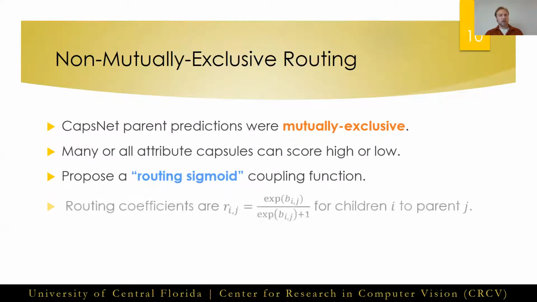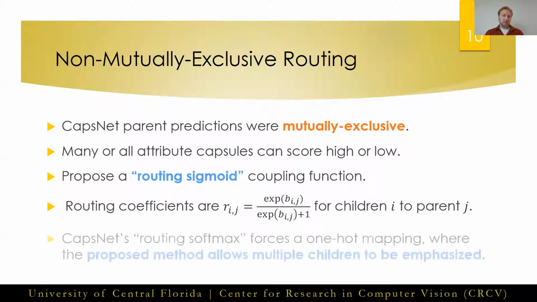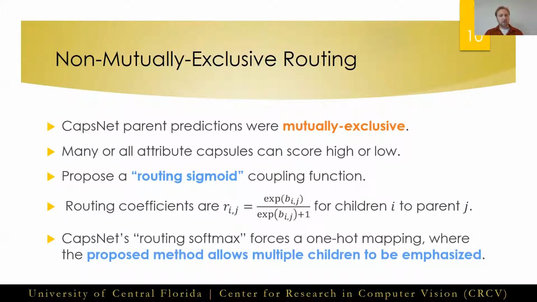parents through a routing sigmoid function, where the original routing softmax employed by CapsNet enforces a one-hot mapping of information from children to parents. Our proposed routing sigmoid learns a non-mutually exclusive relationship between children and parents to allow multiple children to be emphasized for each parent, while the rest of the dynamic routing procedure follows the same as in CapsNet.